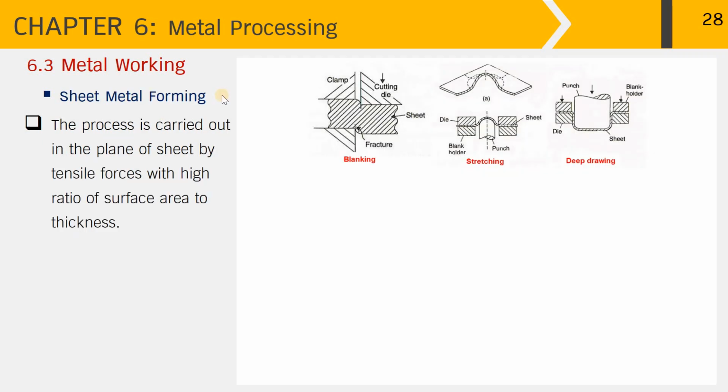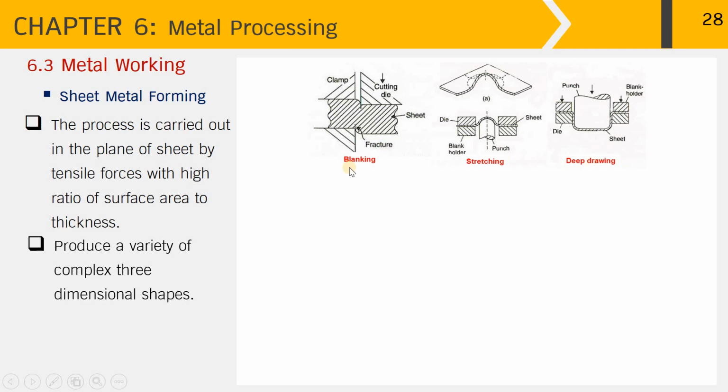The last metalworking operation that I will be talking about is sheet metal forming. The process is carried out in the plane of the sheet by tensile forces, with a high ratio of surface area to thickness. With the operation, it can produce a variety of complex three-dimensional shapes, as you can see from the sketch of the sheet metal forming operations over here.